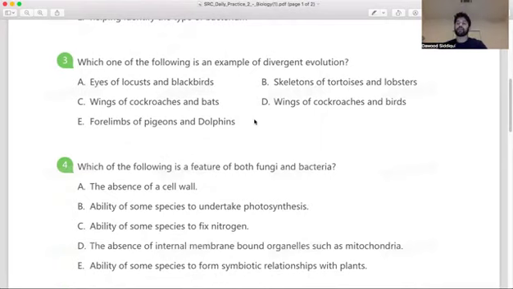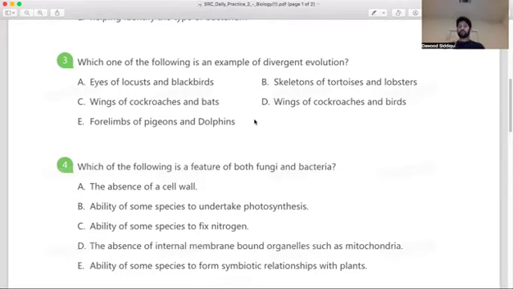Number 3, which of the following is an example of divergent evolution? So it's important to understand, what does divergent evolution mean? Divergent evolution basically means that, in this tree of evolution, at one point, a species diverges into forming 2 new species. So let's say I have species 1, and now species 1 will diverge into forming species 2 and species 3. Species 2 and species 3 both share a common ancestor, which was species 1, where they both came from. That is divergent evolution.